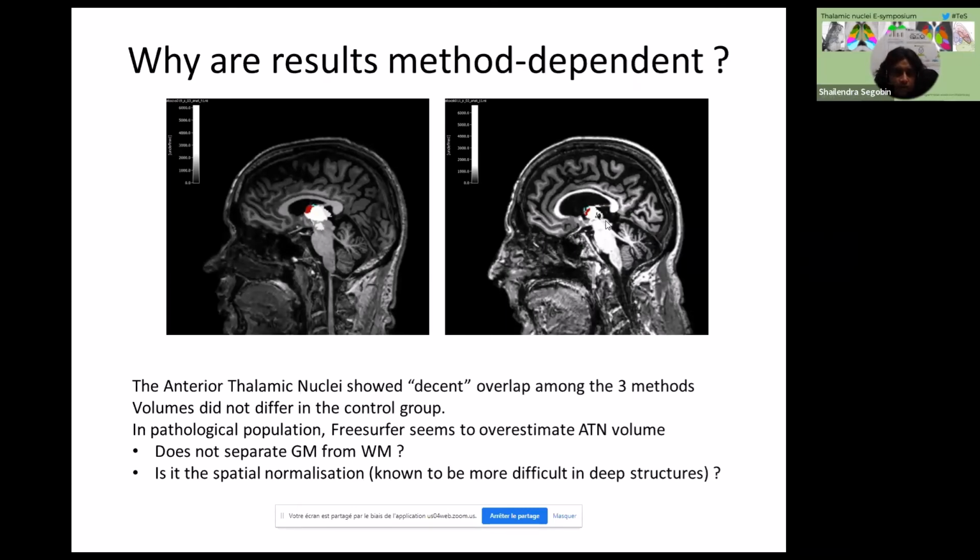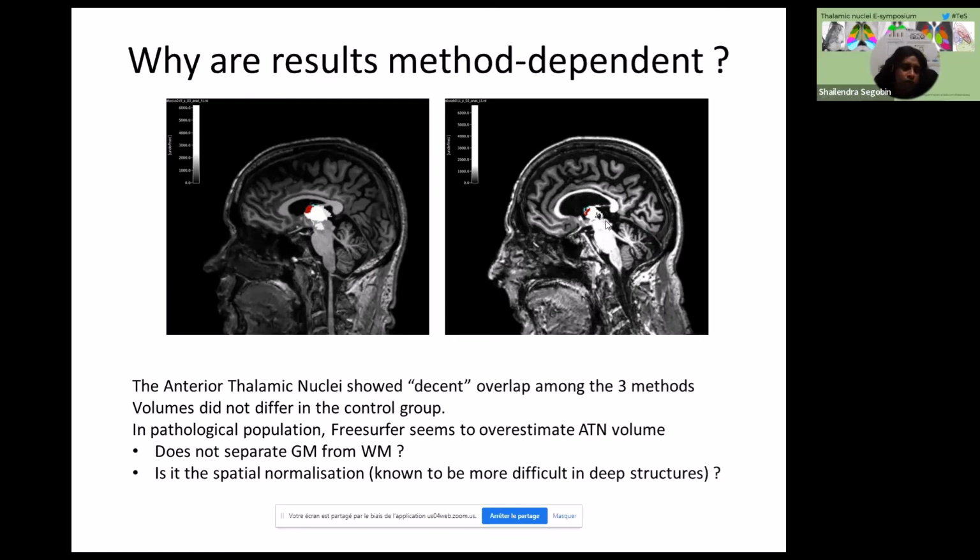The reason why this increase in volume was present in FreeSurfer was probably because they don't really segment the gray matter from the white matter within the thalamus, and the thalamus actually contains, in some cases, 50% gray matter and 50% white matter. So whether these white matter voxels are actually included makes a difference, that's probably one of the reasons.